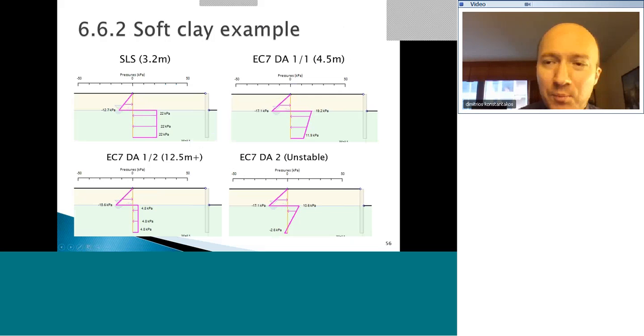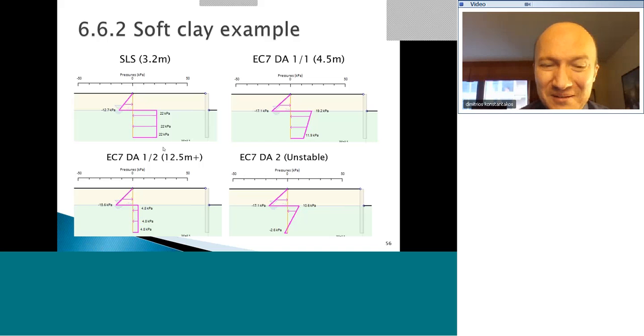If we look at design approach 2, where we're reducing our soil strengths and especially our effective cohesion, so our undrained shear strength, I should say, is divided by 1.4. So from 15 kPa, we went to roughly 11. There's very small net pressure here on the passive side. And we need, for this 2-meter excavation, more than 12.5 meters of wall embedment to satisfy equilibrium. Of course, you're looking at this sideways because this is an issue. It's not going to happen.